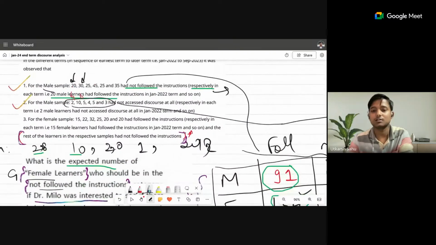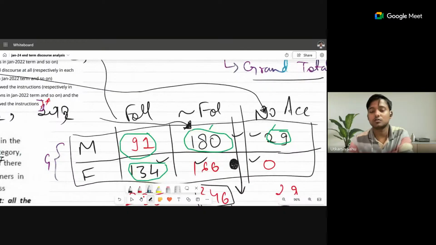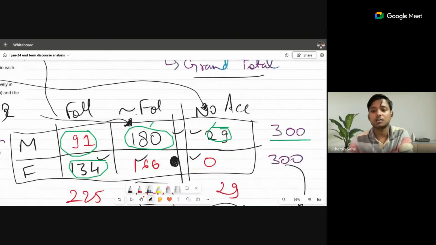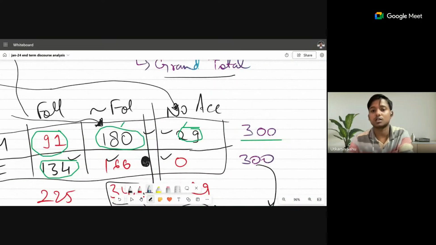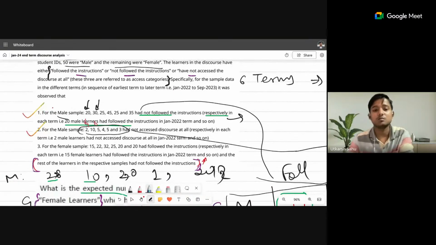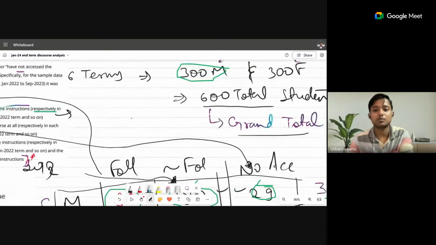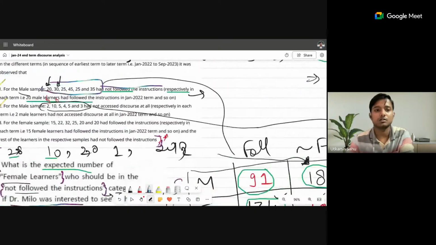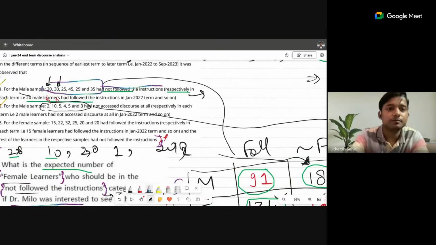You add up all these things, you end up having a male who followed, right? So this is your male who followed, and then you have not followed, not accessed. So let's see this. It says for male sample, this had not followed the instruction. That means the sum of all of this, whatever you will do, 20 plus 30 plus 25, 45, all this is supposed to come here, and we can check it.